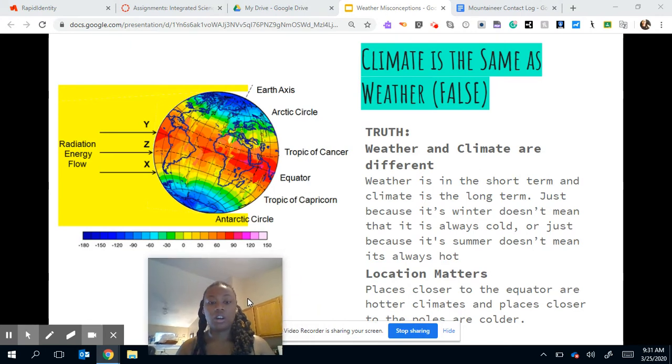So let's talk about the first misconception. Climate is the same as weather. That is false. These are not words that are interchangeable in science. The truth is that weather and climate are different. So weather is that short amount of time that the weather's taking place. So think about it in terms of seasons. So it might be cold in the winter and it's going to be hot in the summertime, but that doesn't mean that it's always hot or typically in the long term hot or cold in those regions. For example, North Carolina.